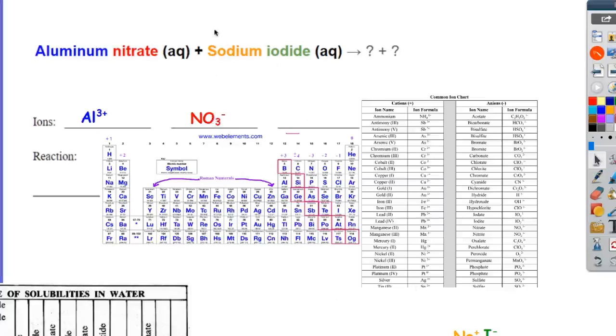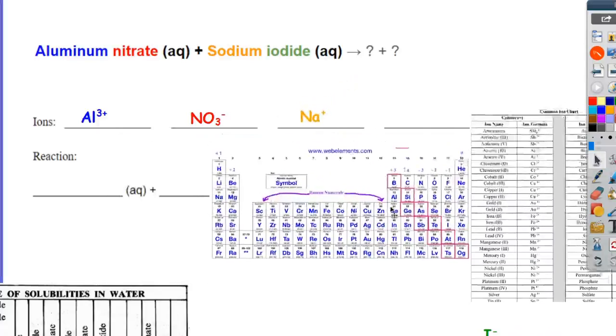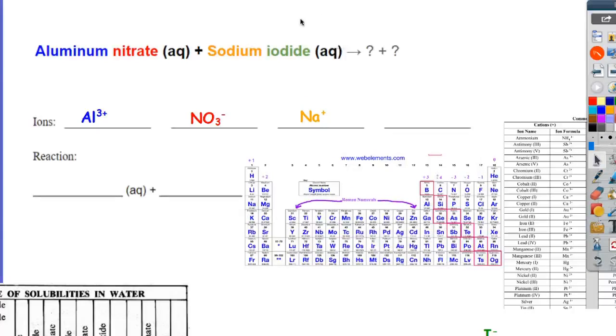Next, I have sodium. So let me start looking over here, and there it is. Na, it's in group 1, so it has a +1 charge. And lastly, I have iodide. If it ends with "ide," it means it don't hide. So it's going to be somewhere on the front, one of these non-metals. There it is, iodine. And it's in group 17, so it has a -1 charge.